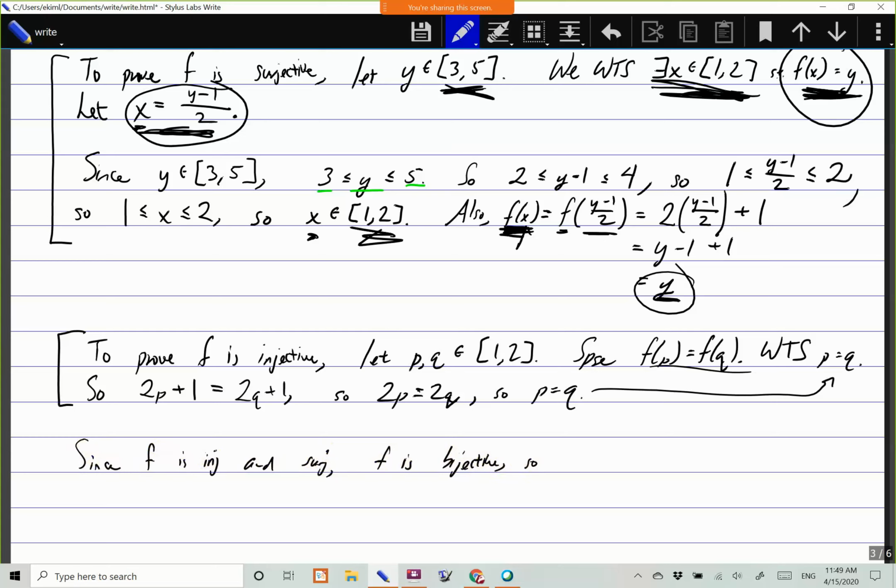So its domain and codomain, this set and this set, have the same cardinality, or are equicardinal. Box. That's the end of that proof. But I guess I should pause and see how we're doing. There's probably some questions.